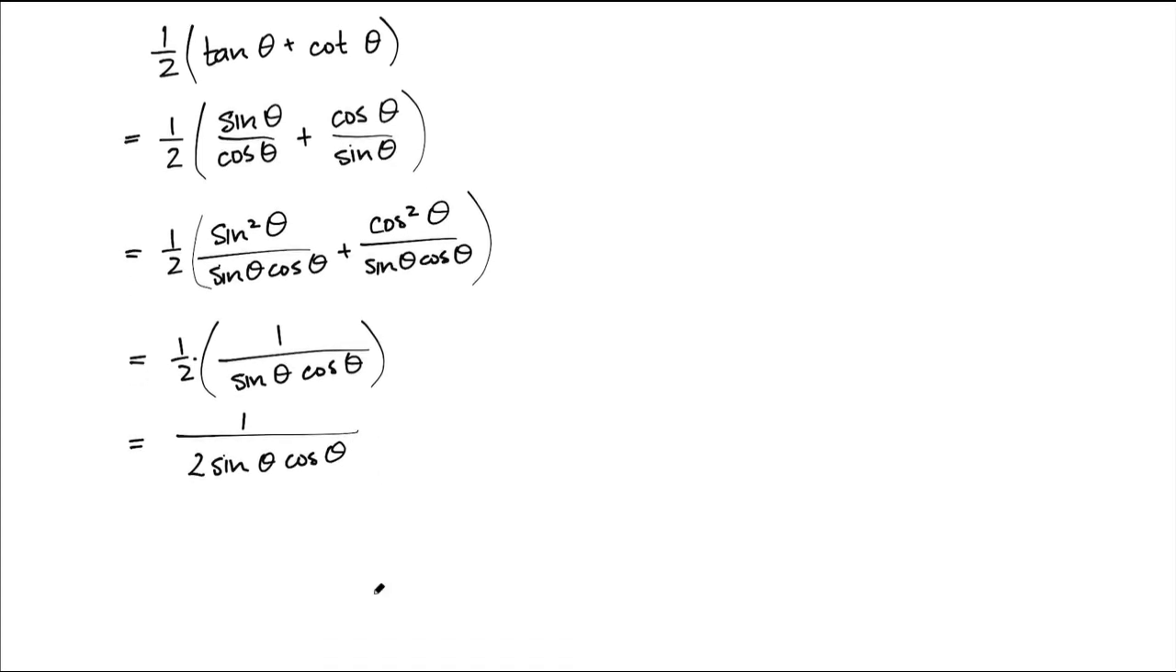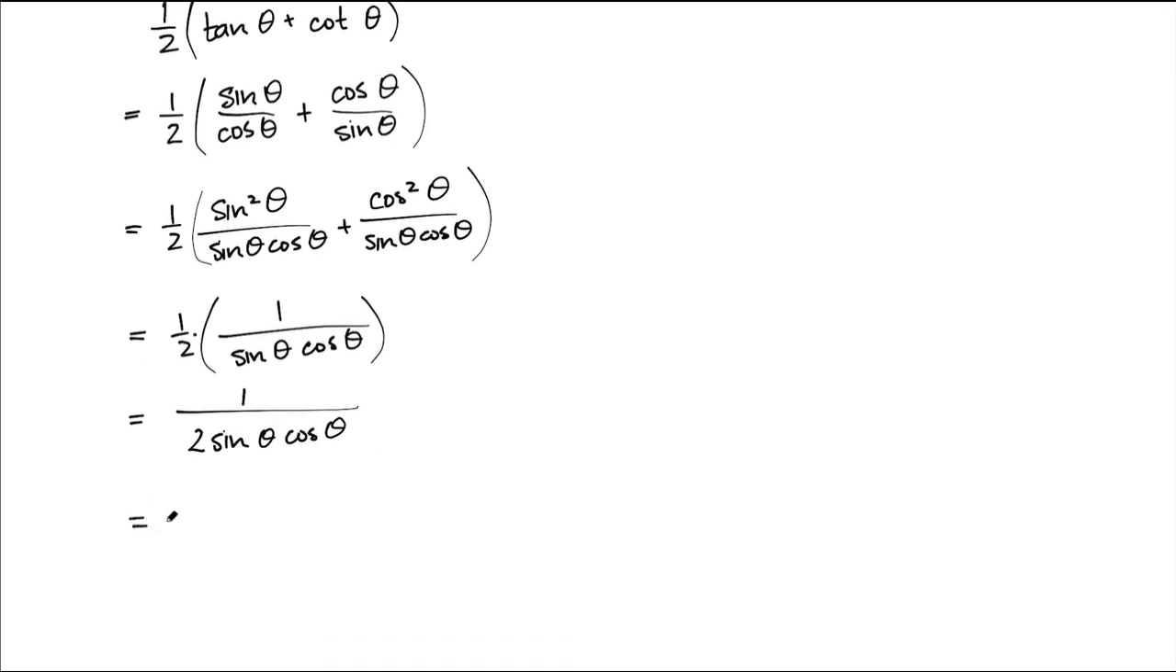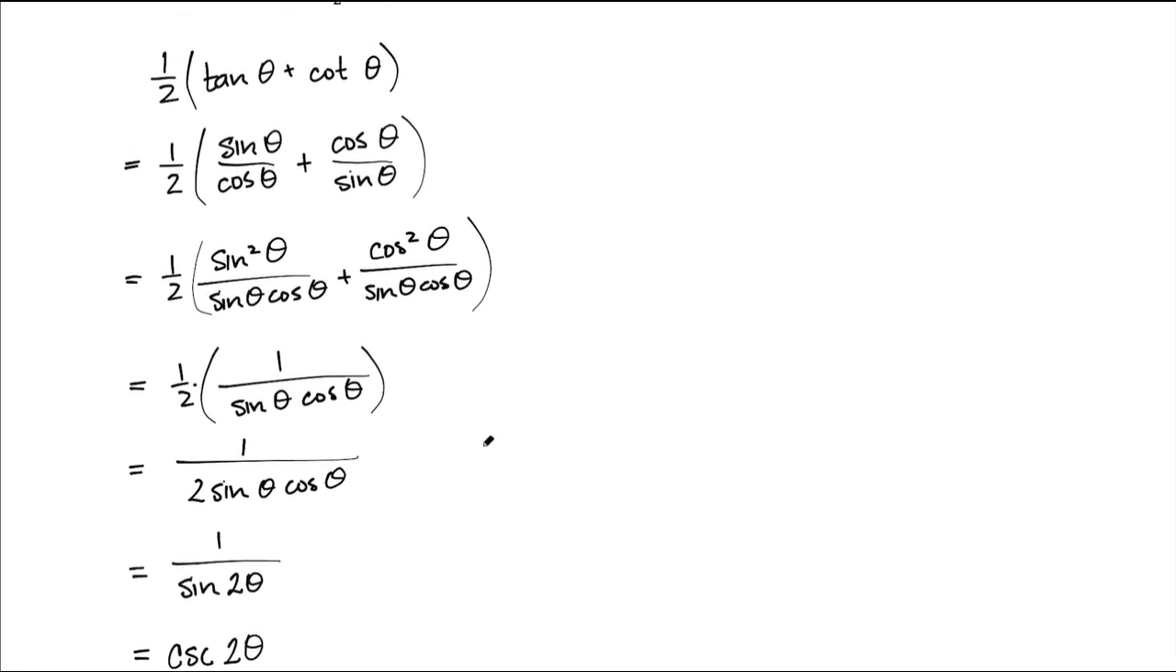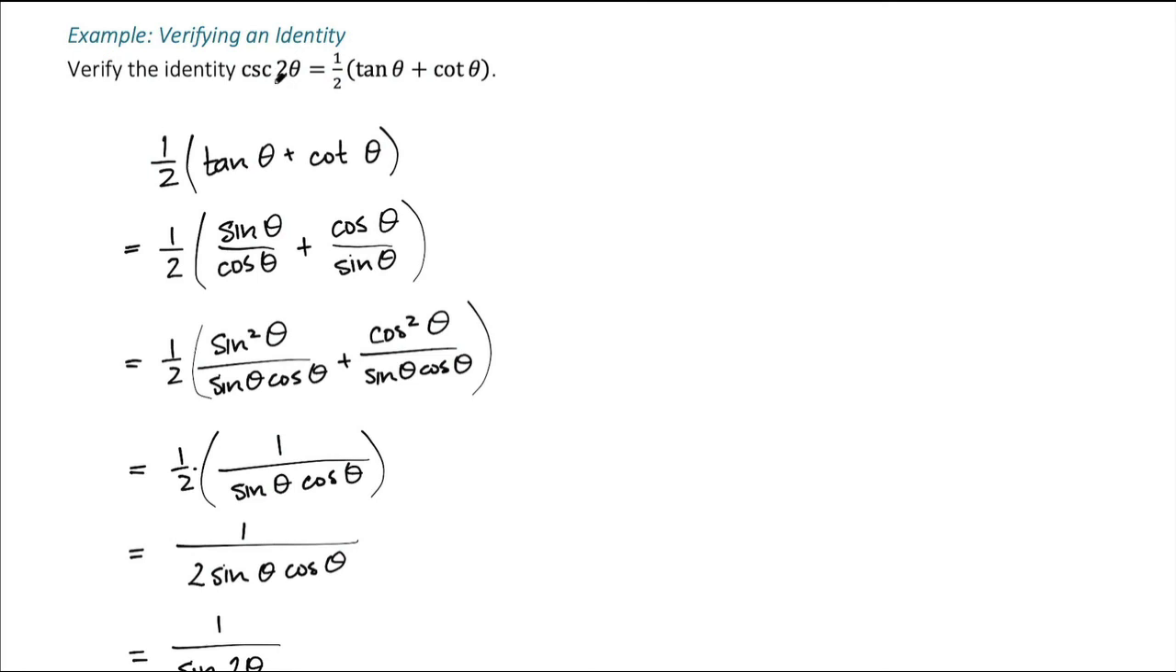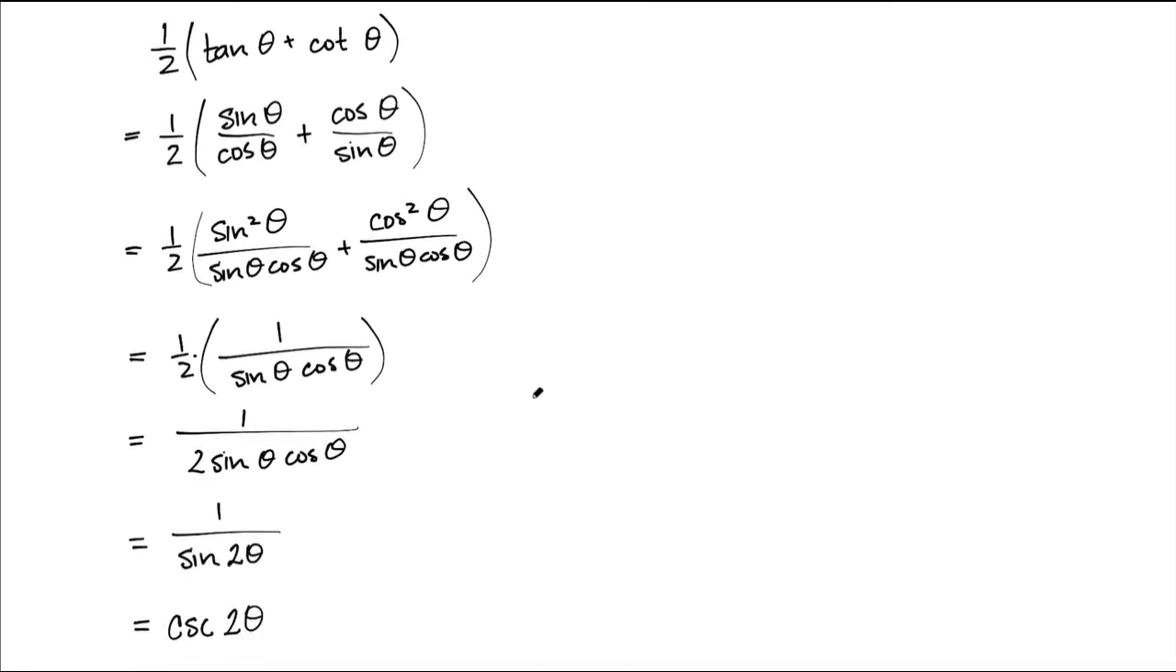And that denominator is the identity for sine of 2 theta. So it's 1 over sine of 2 theta. And of course, this is the reciprocal of sine, and the reciprocal of sine is cosecant. So this is cosecant of 2 theta. And that verifies the identity that we were trying to verify.